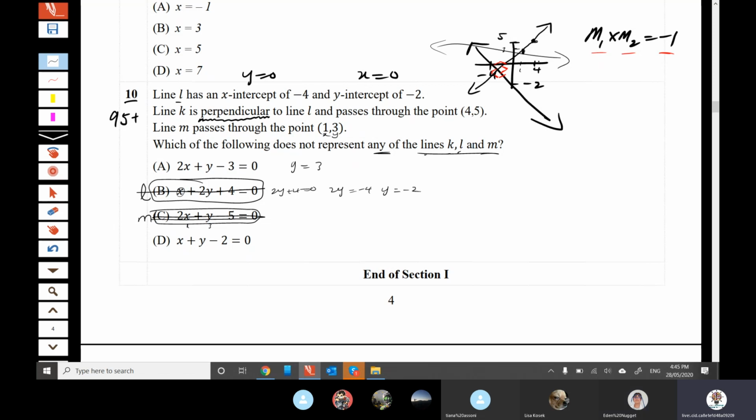We know it passes through the point 4 and 5. Just sub it in. X is 4. Y is 5. 4 plus 5 is 9. 9 take away 2 is not 0. So we already know the... Let's make sure. X is 4. Y is 5. 2 times 4 is 8. 8 plus 5 is 13. 13 take away 3 is wrong.